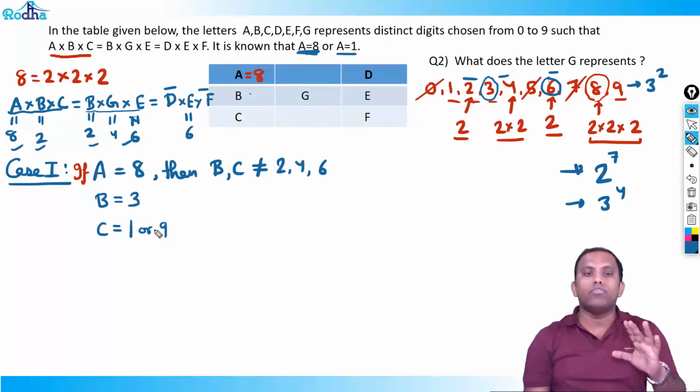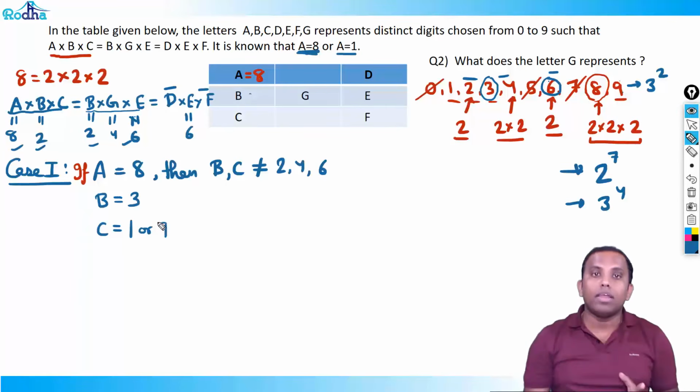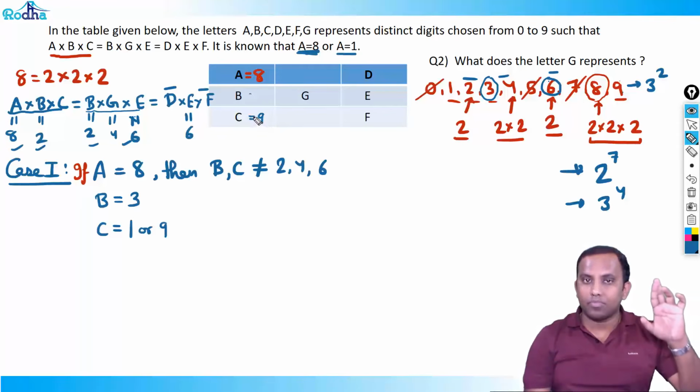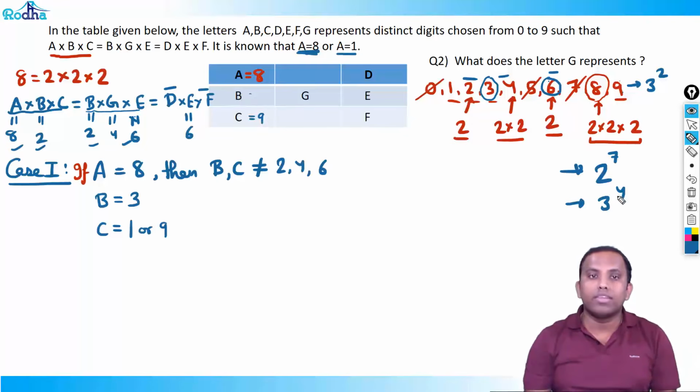Understand this point again very, very carefully. Now C cannot be 9. Why can C not be 9? C cannot be 9 because if C is 9 here, for two reasons, right? If C is 9 here, then we have only a total of 4 threes available, right?